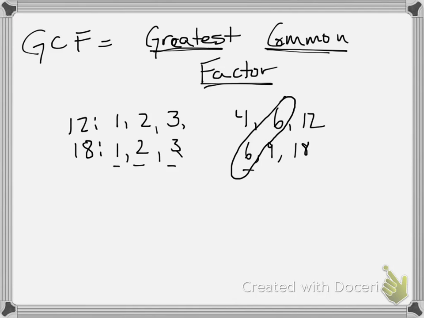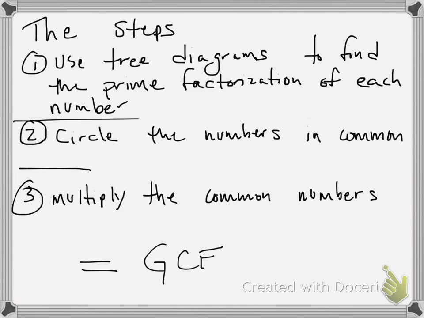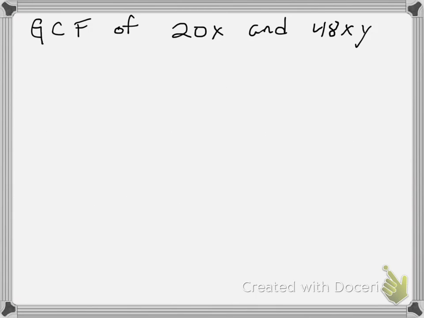We're going to do these a little bit differently. We're going to use a tree diagram because that is helpful when we have larger numbers to find the prime factorization. And we're also going to see some that have variables. So first we'll go over the steps. We had 3 steps. The first was to use a tree diagram that would give us the prime factorization of each number. The second step was to circle the numbers that were in common. The third step would be to multiply the common numbers, and that would give us the GCF. And it looks a little odd maybe to have a variable in there, but the process is really still the same. Let's take a look at our first problem.